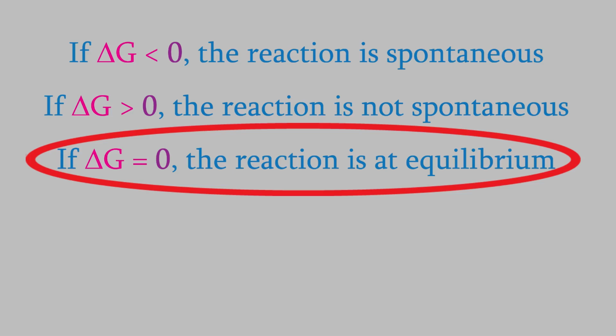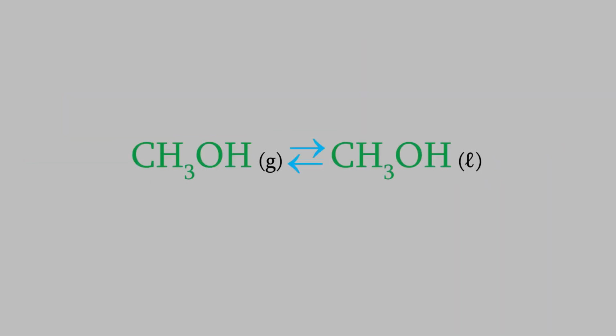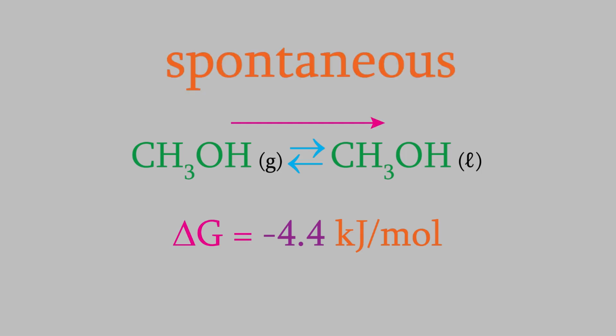It turns out that if delta G is between positive and negative 5 kilojoules per mole, then the reaction is reversible. For example, here's the reaction in which methanol vapor becomes a liquid. If we calculate the Gibbs free energy for this reaction, we find that it's negative 4.4 kilojoules per mole. It's a negative number, which tells us that the reaction happened spontaneously.